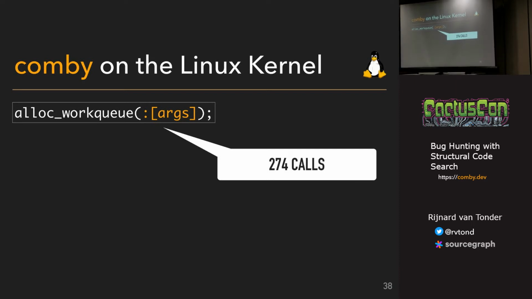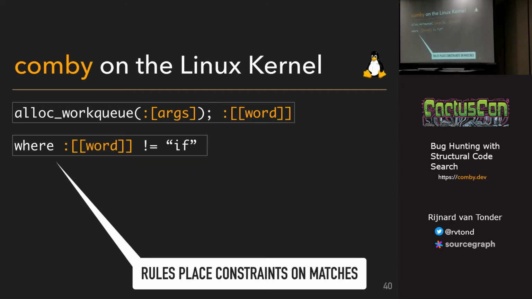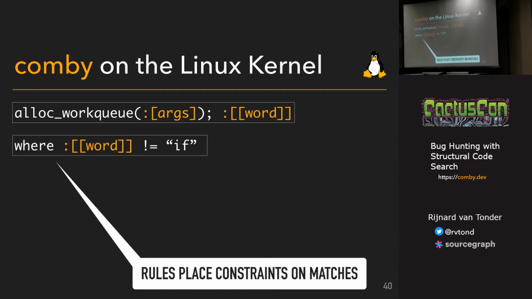And so this matches 274 calls in the Linux kernel, and those are actual calls. And if we think about what's the property we're interested in checking, one thing that we could do at a very rudimentary level is say, well, in the good case, code like this usually gets checked with an if condition afterwards on the thing that is being assigned, the pointer being assigned from the allocation. So in Comby, the way that we can expand the existing pattern is to say, okay, we're going to match on this word coming after this expression. And we're going to say that, well, if this word coming after it is not an if, then that could be potentially suspicious.